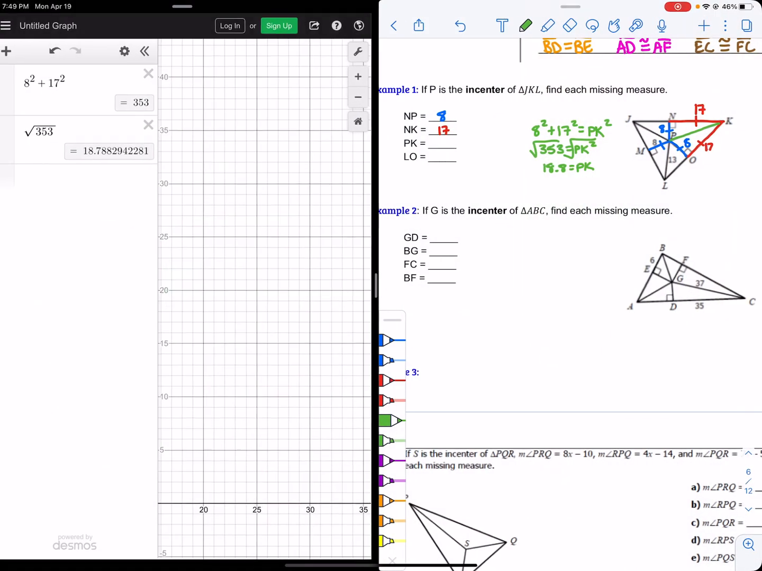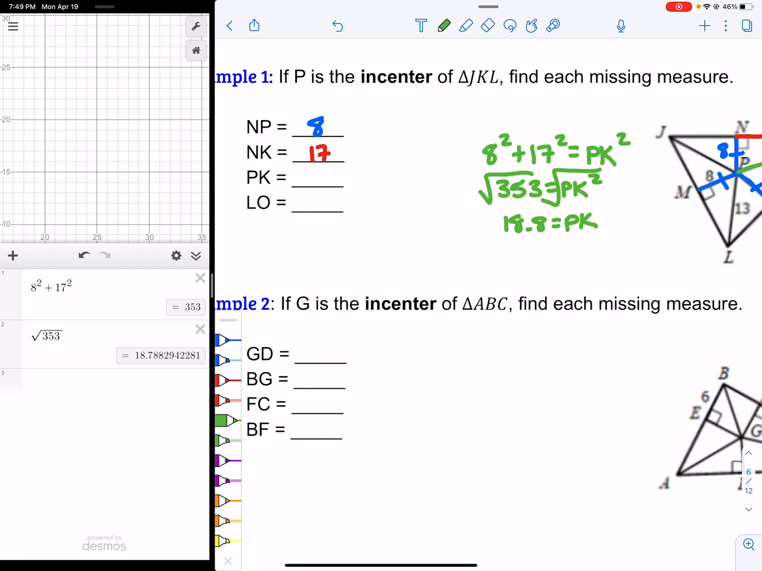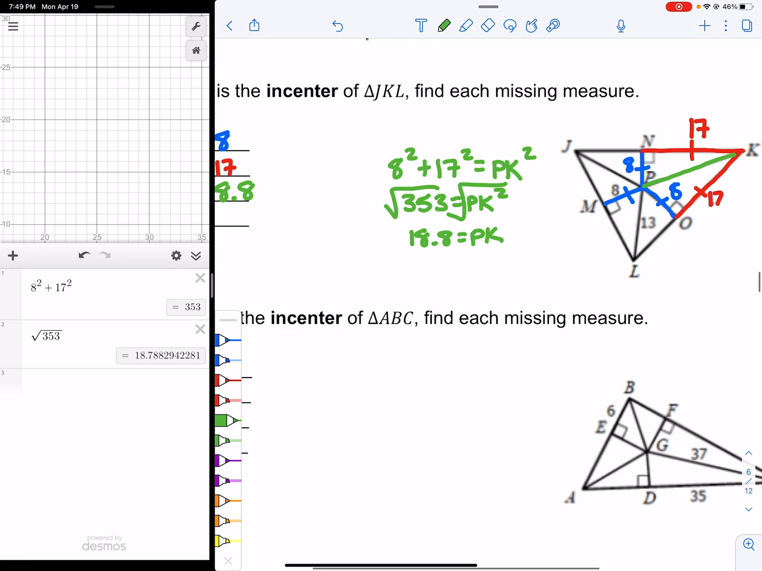Here, let me move that over here out of the way. All right. So PK was equal to 18.8. And then LO is part of this triangle in the corner, like another corner of the larger triangle.